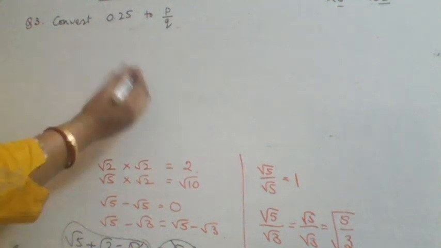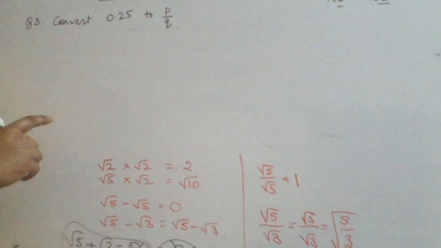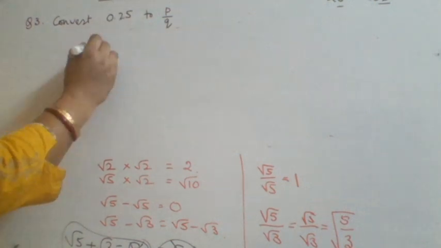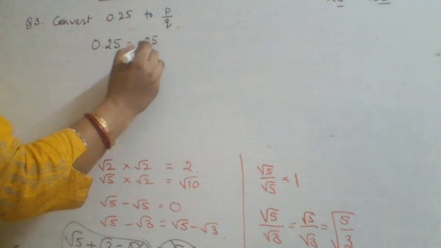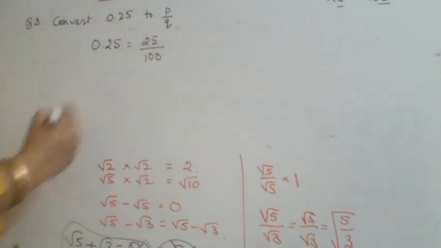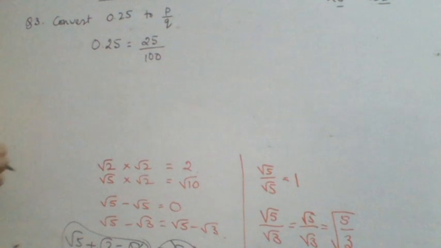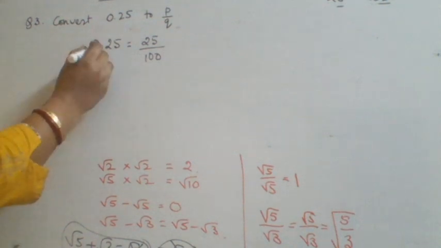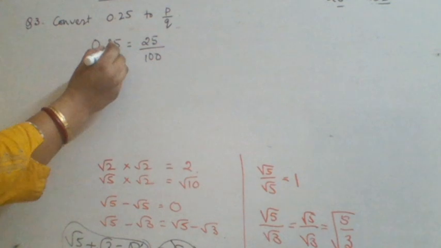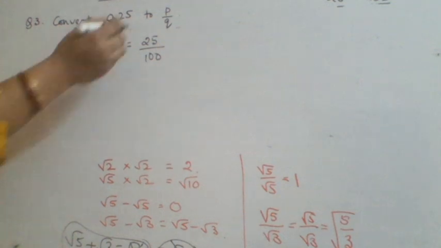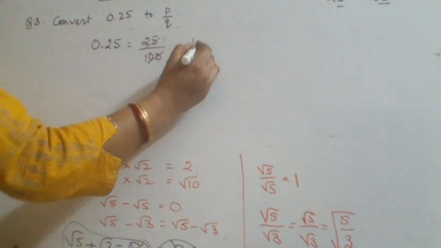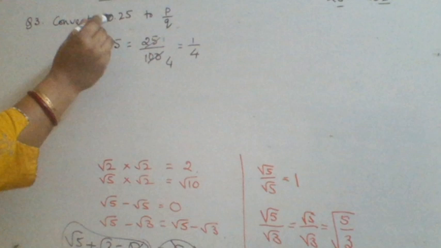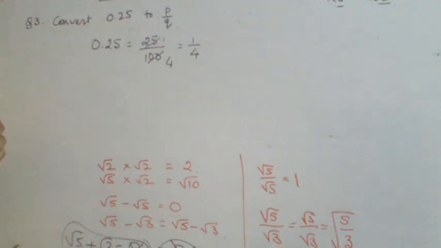Again, this is something we have already discussed in our 7th class. So 0.25 is equal to 25 upon 100. Am I right? Put as many zeros as there are digits after the decimal. There are 2 digits, so you put 2 zeros. Now you cancel them. 25 times 4 is 100, so this is 1 upon 4. So this is how you change a terminating decimal into p by q form.